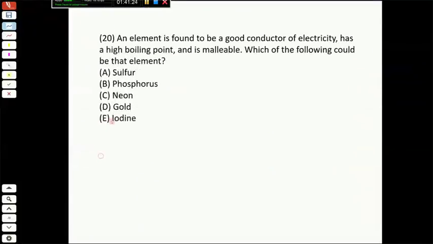Here we go. So this one is dealing with properties of different types of elements. An element is found to be a good conductor of electricity, has a high boiling point, and is malleable. Which of the following could be the element? So we have sulfur, phosphorus, neon, gold, and iodine. What we essentially want to do in these types of problems, where we're talking about bulk properties of an element, is identify it as either a metal or a non-metal, because metals and non-metals have some very different properties from each other. So let's talk about what those are and then identify which one fits the situation that we have here.